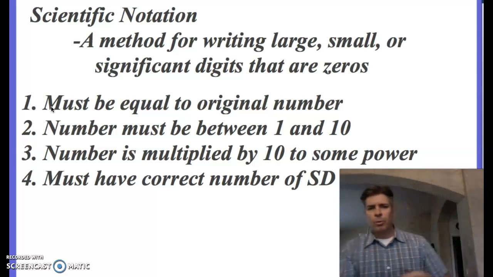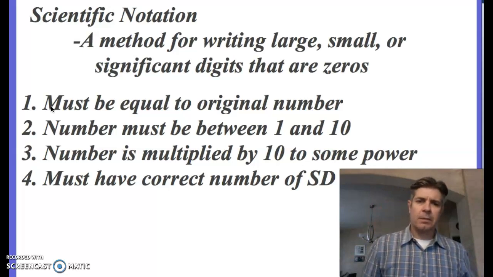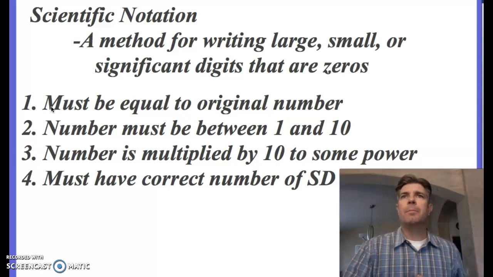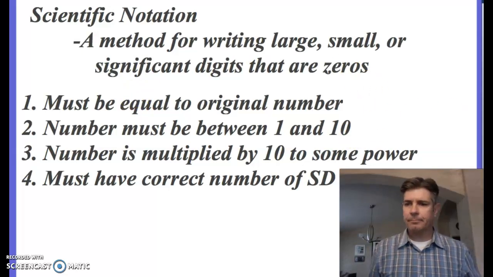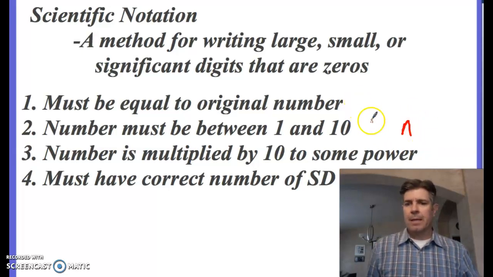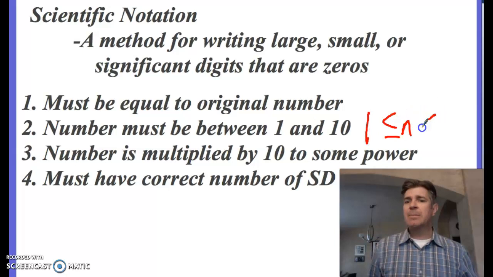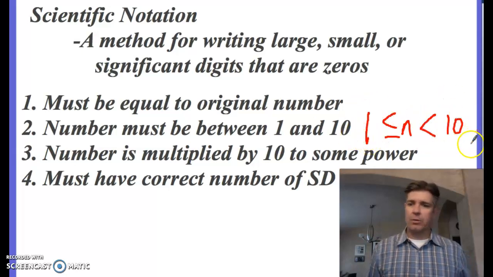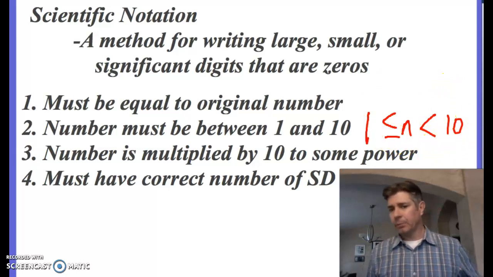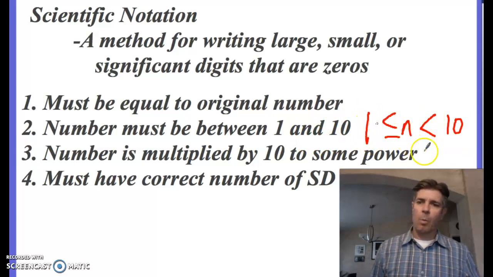Okay. Second rule is you take this large number or small number and you move the decimal so that it makes the number between 1 and 10. It can actually be equal to 1. So let's say n is the number, it must be greater than or equal to 1 and has to be less than 10. Meaning it can be 1.0 for a very long time, or it can be 9.9999 for a very long time. It has to be equal to or greater than 1, less than 10.